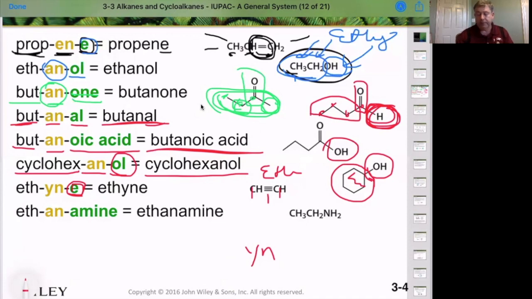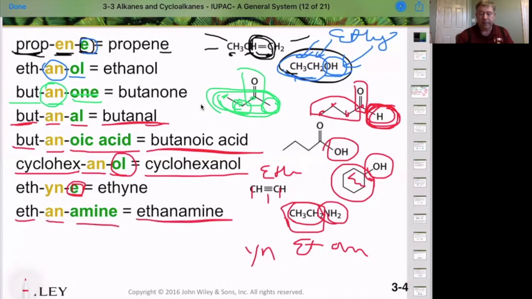Ooh, let's do this last one right here. We got 2 carbons available to us, so that gives us ETH. We have no double bonds, so that's going to be an AN, and we have an amine at the end, so that's going to be ethanamine. So we'll be able to apply these prefix, suffix, and infix to give us the idea of every little component within that carbon so that it has a nice systematic method.